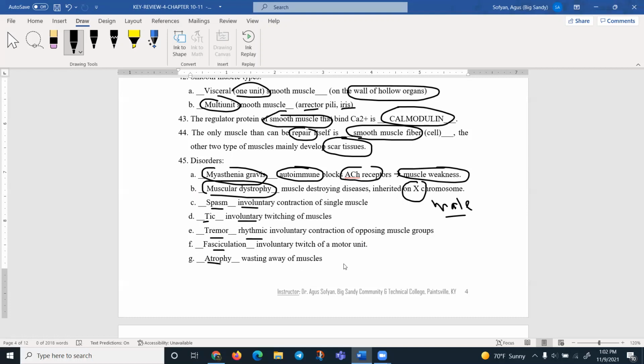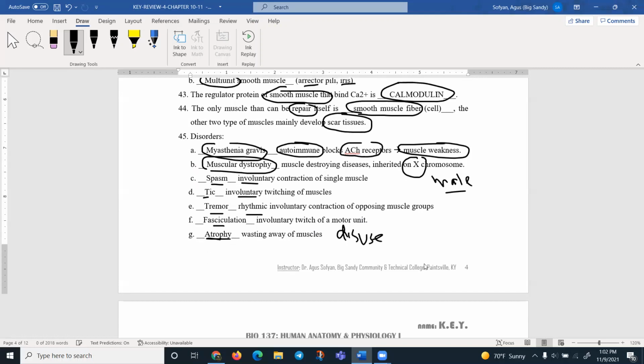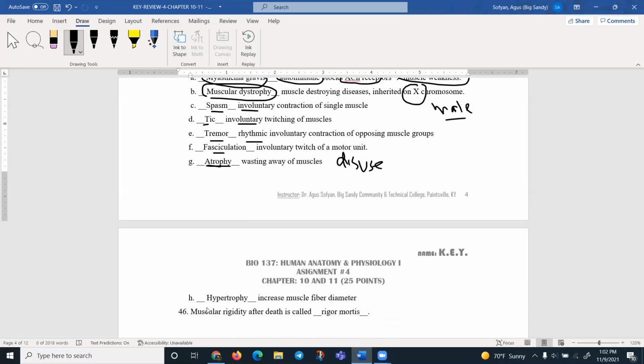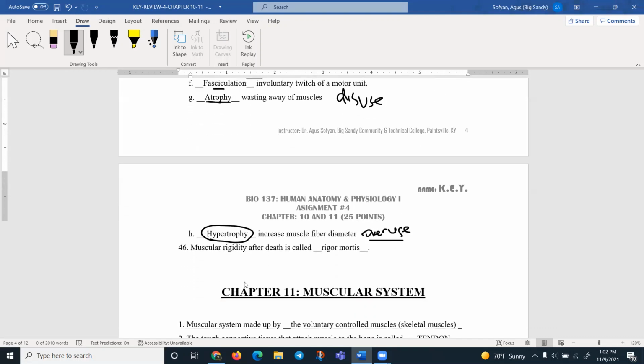This means that if our muscle is never used, or disused, then the muscle becomes smaller, and this is what we call atrophy. The opposite of atrophy is hypertrophy, which is caused by overuse of muscle. The muscle becomes very big because there are so many fibers, bigger fibers, like for example a bodybuilder. This is what we call hypertrophy.